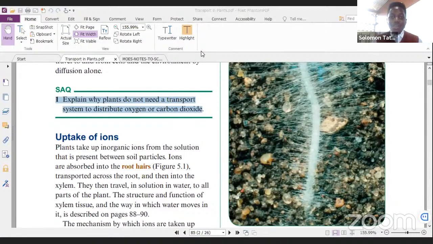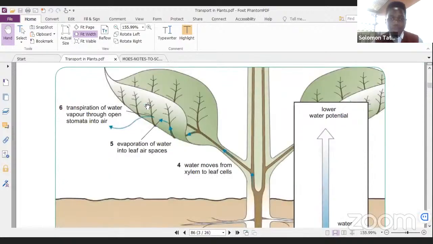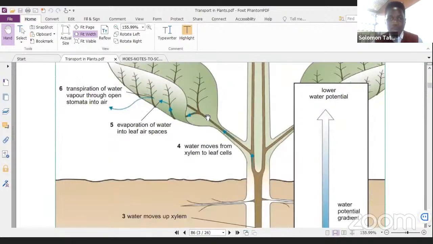Therefore, this is why they don't need the whole system to transport these materials, because they are needed in very, very small quantities from the environment. They already make them internally in their structures, okay? So that's the easiest explanation to this. This is a very, very important question to remember. Very key in understanding transport in plants, okay? I also have a picture here that shows how water moves from the roots to the leaves, okay?